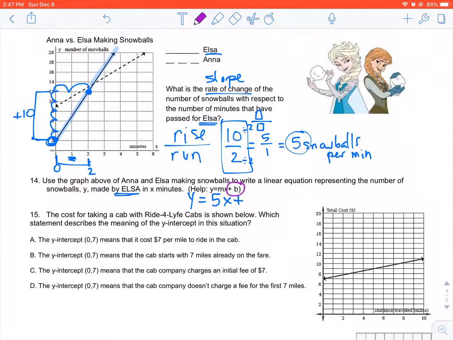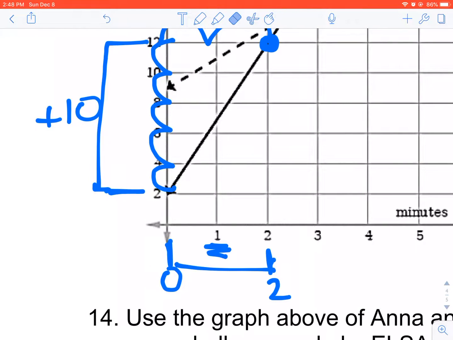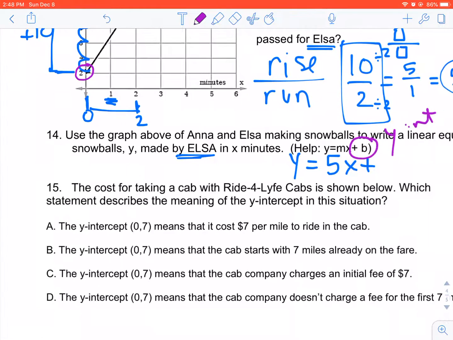This b number right here, remember, is talking about y-intercepts. So the y-intercept, we have a whole lot of stuff going on over there. So I'm going to get rid of some of that. The y-intercept, where does Elsa's line cross? It crosses over here at 2. So y equals 5x plus 2.